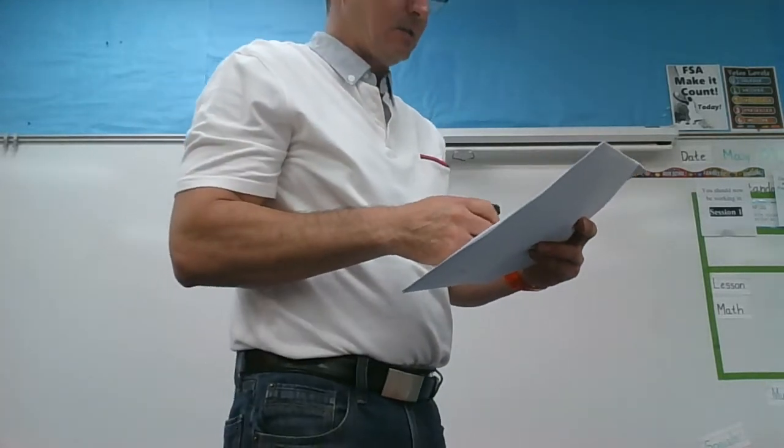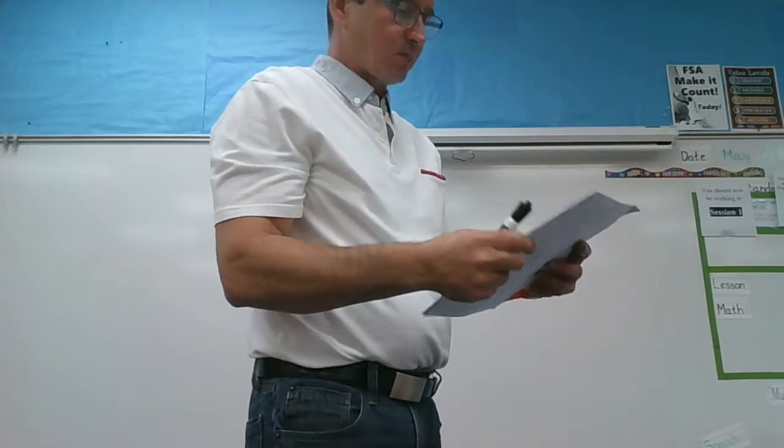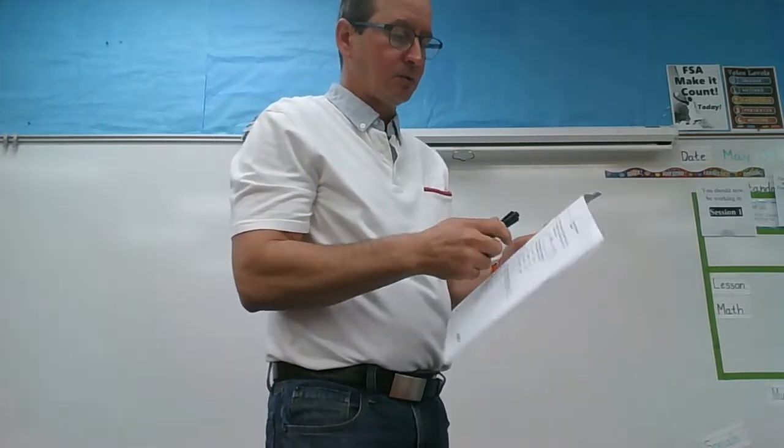Hey guys, we're trying to get ready for the end of the year exam. So we're going to start with problem number 1, which is: Juan plans to use a strategy to find 18 times 250. Which expression shows a strategy he can use?